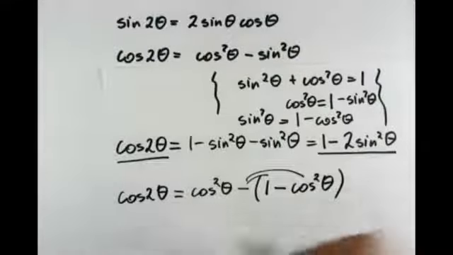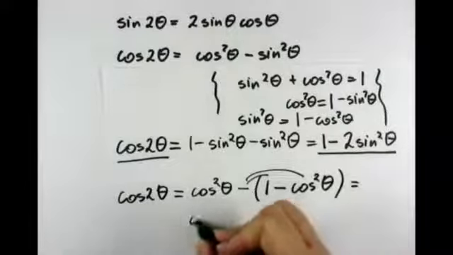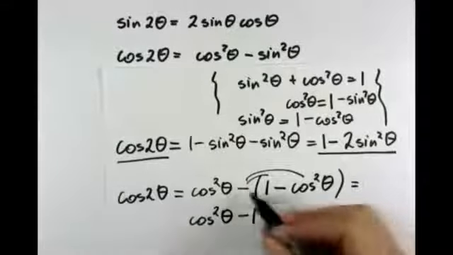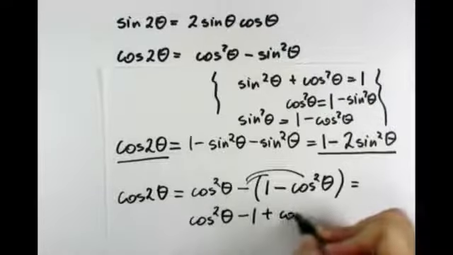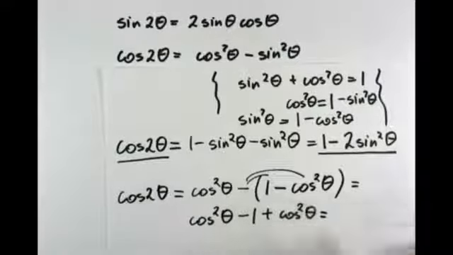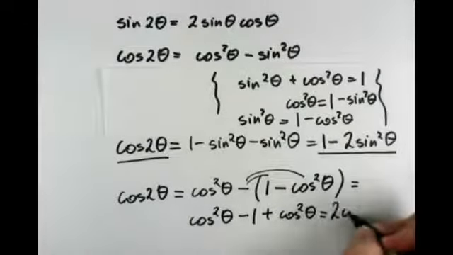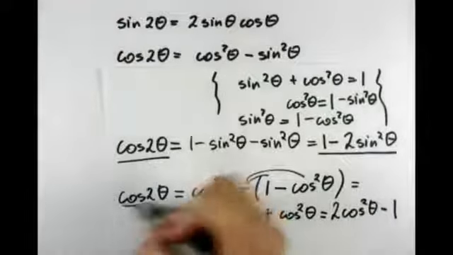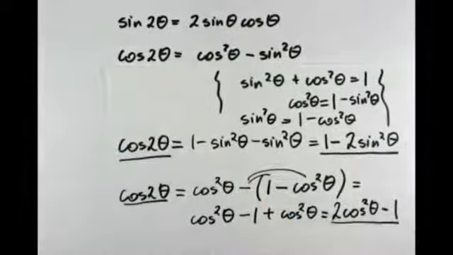So if we work this out, this is equal to cos squared theta minus 1, minus minus gives me plus cos squared theta. Collect like terms, 1 cos squared gives me 2 of them. So this gives me 2 cos squared theta minus 1. And that's the second formula for cos 2 theta. So we had those two formulae.